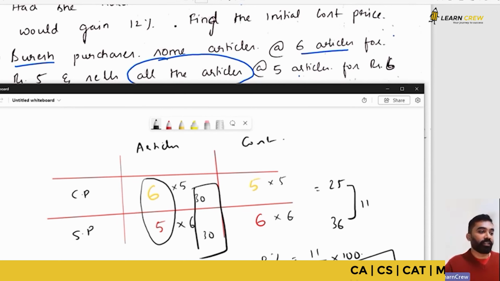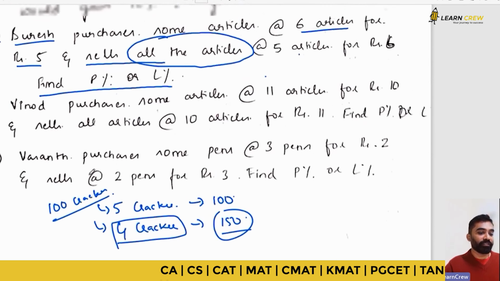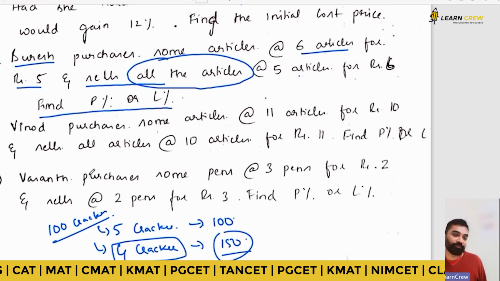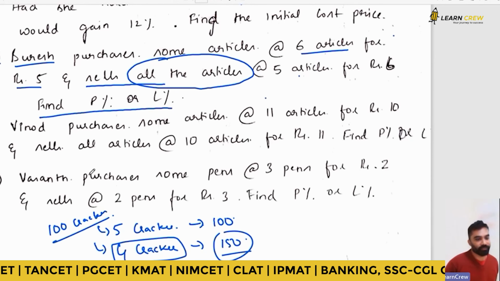Fine. Got it? Okay. Now start with 1920. 1920 is the same type. This is the 4th time. 1920.